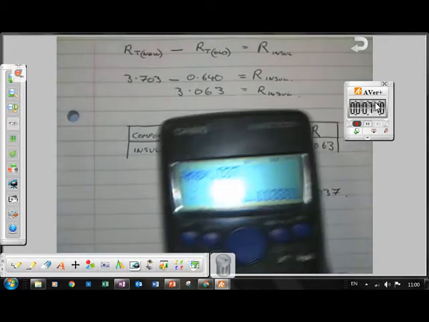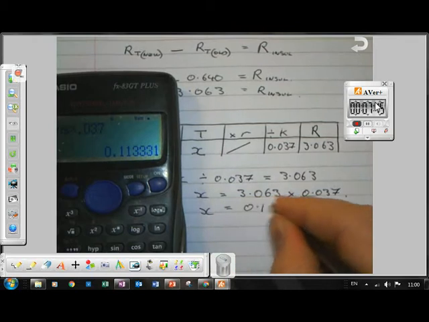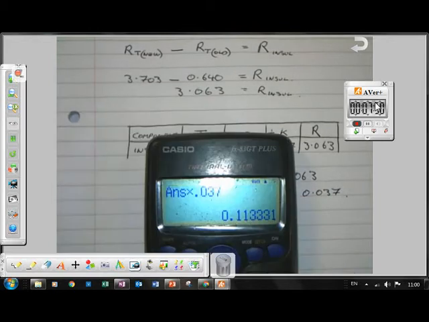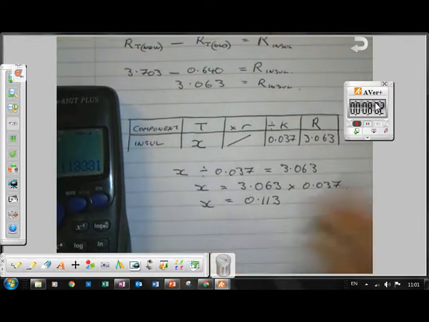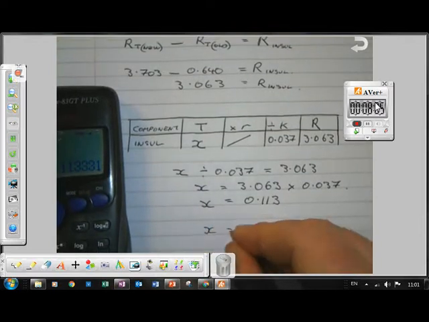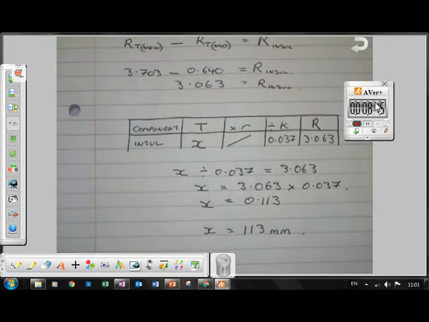So we'll write down this answer: 0.113. We go to 3 decimal places, so we look at the fourth one. It's under 4 this time, so we leave it as it is. Now the answer we're getting here is obviously in meters, so we can change this to millimeters by multiplying by 1000. So the answer to this question is that the thickness we're looking for is 113 mm of insulation. And that's the answer to part B of 2011.